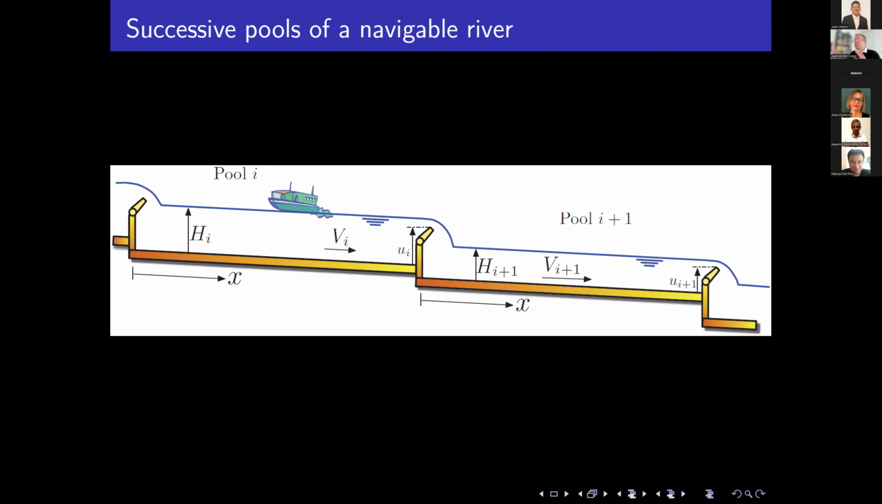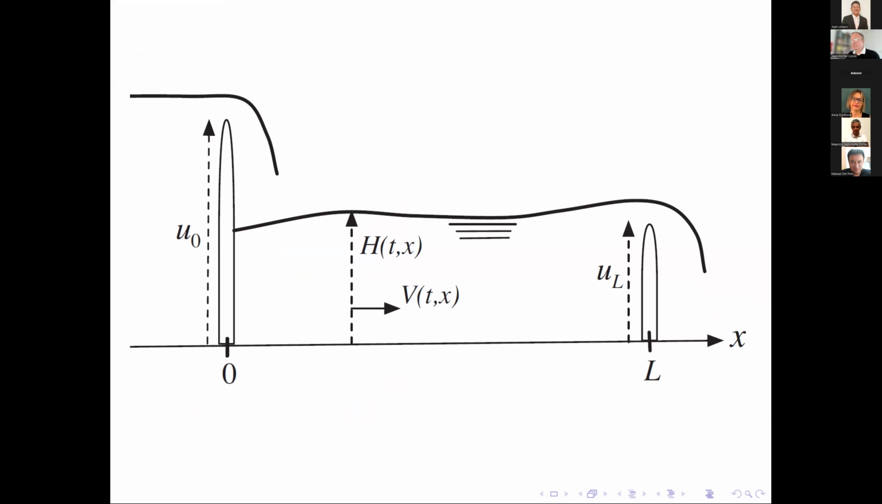So now we are going to speak about the modelization. So there are the pools. This is what is between two gates. And we are going to denote by h of t and x the height of the water at time t and position x. And v is the horizontal velocity. And it is assumed that the horizontal velocity is the same on the vertical line. On each vertical line, it's the same.